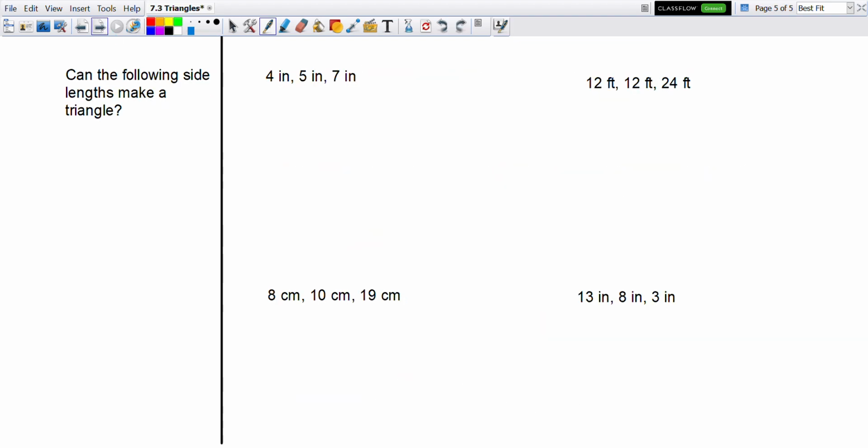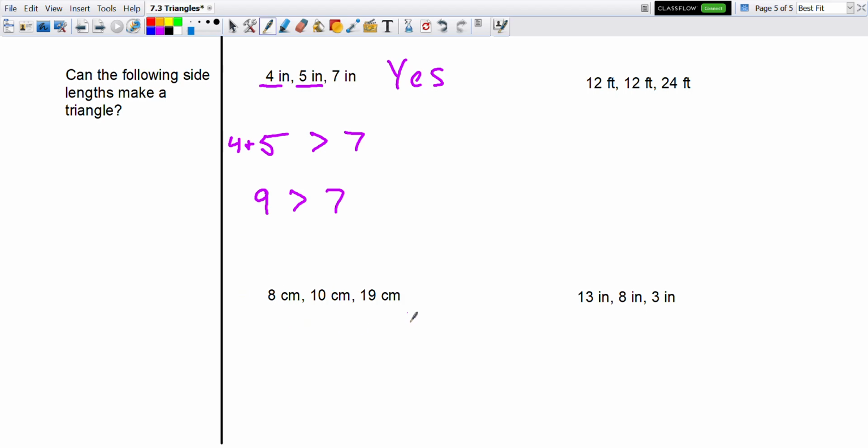Okay, so take some time on this page here to see if you can identify which of these will form proper triangles. Remember that the two shorter sides must add to be greater than the third side. Okay, so let's look at this first one up here. My two shorter lengths are 4 and 5, so the big question is, do the 4 and the 5 side length add to be greater than the third? And they do. 4 plus 5 is 9, which is greater than 7. So yes, this will form a triangle.